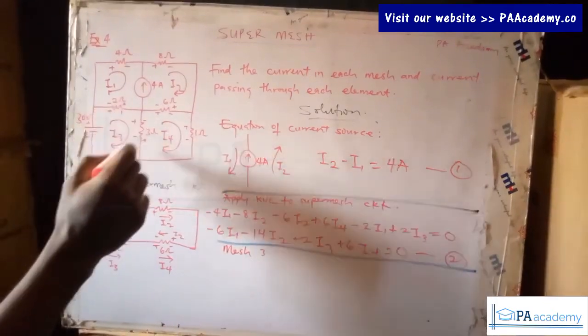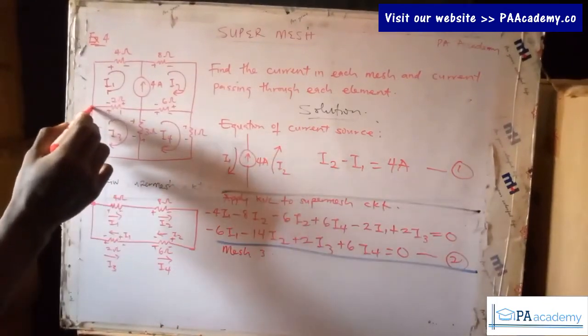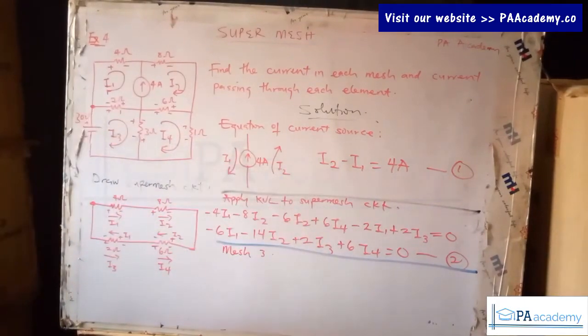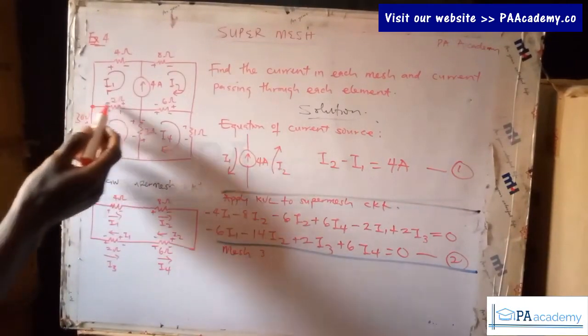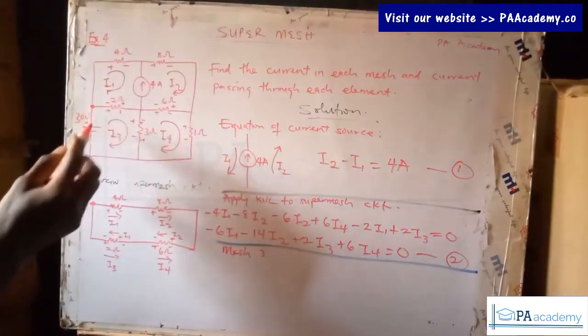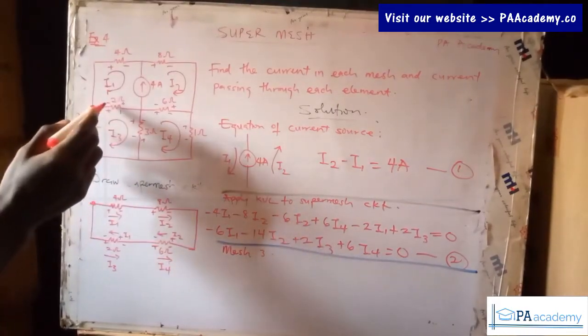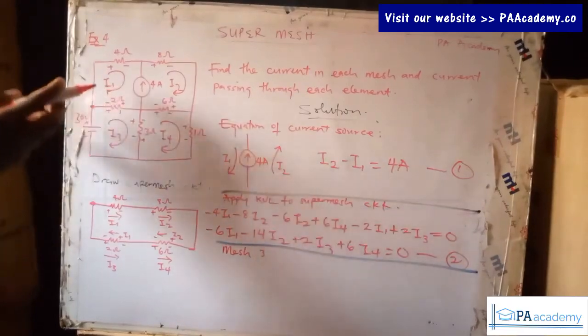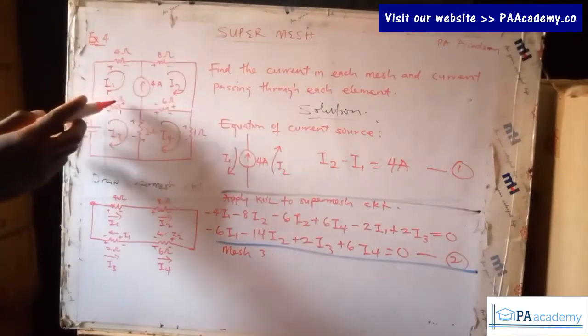So we go around this particular mesh. So let me start from this point. So we'll go around like this, and then we'll come back to where we started from. Alright, so the first element I'm coming across on this particular mesh is this 2 ohm resistor. So let's do the same thing. So from negative to positive, and because of current I1, you can see that's current I1, that's why I put positive negative.